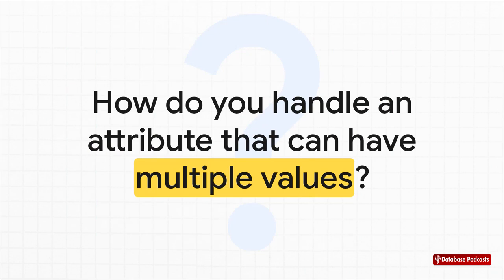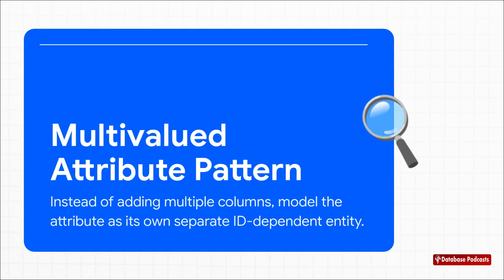Here's another classic headache. A company has multiple phone numbers, or maybe a student has multiple emergency contacts. Now, the rookie mistake here is to add columns like phone 1, phone 2, phone 3 to the main table. This is super inflexible and a total pain to query. What if you need a fourth number? You have to go and redesign the whole table. There's got to be a better way. And of course there is.